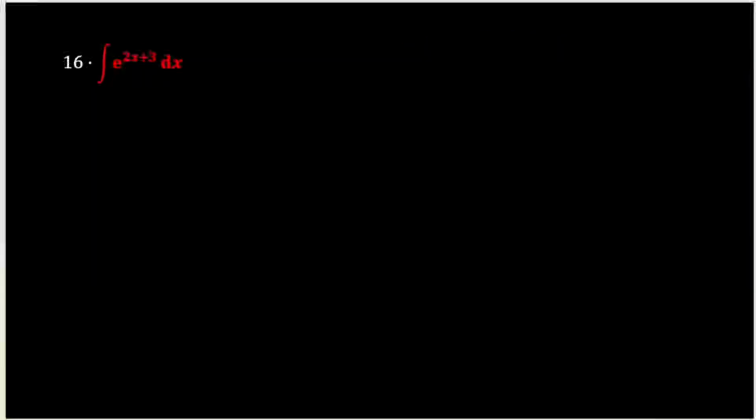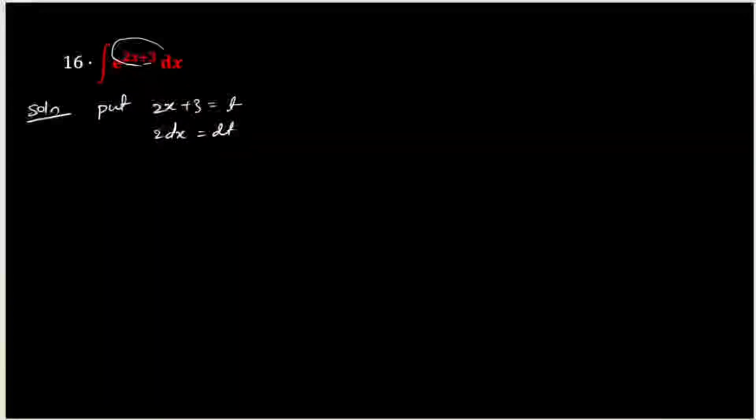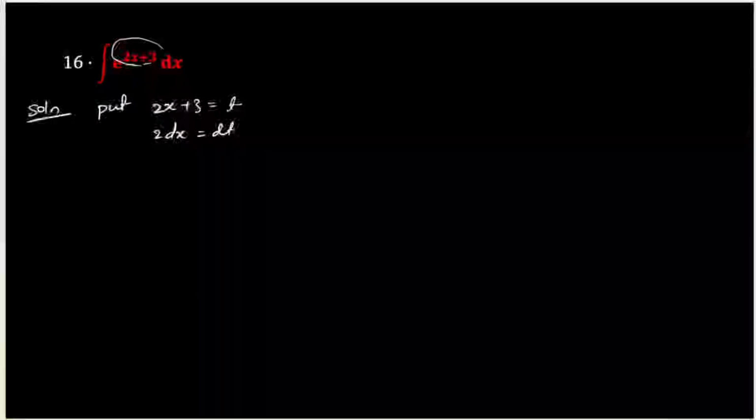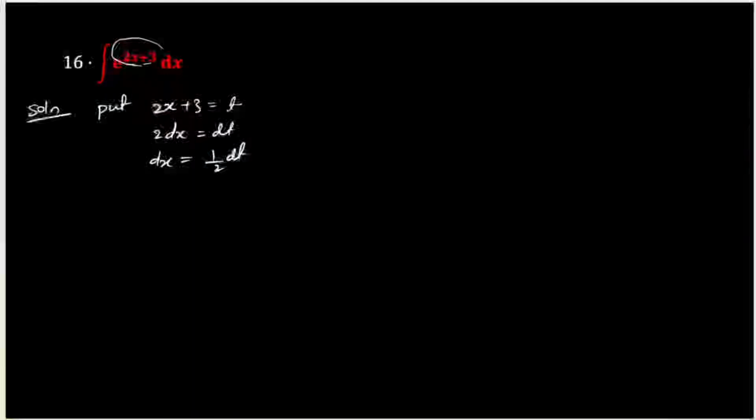Okay. Next problem is here, we put 2x plus 3 is equal to t and differentiate with respect to x, we get 2 dx is equal to dt, because 3 is constant, so its derivative is equal to 0. Okay, therefore dx is equal to 1 by 2 dt.